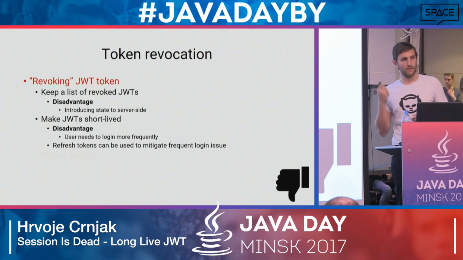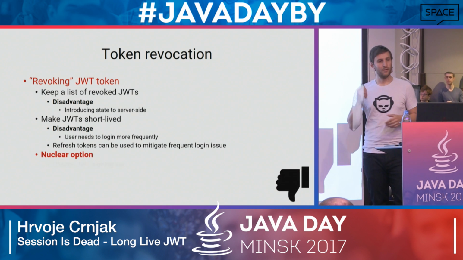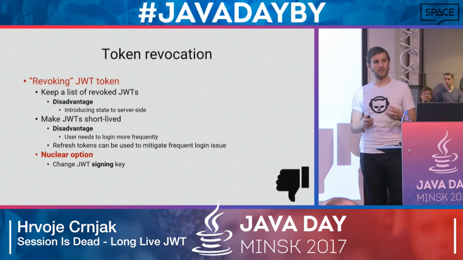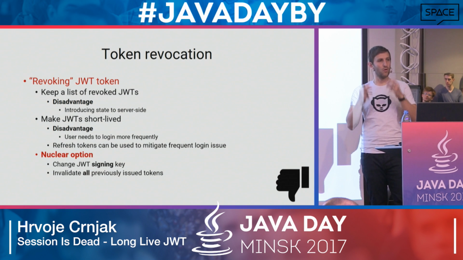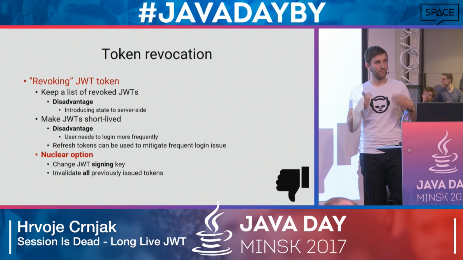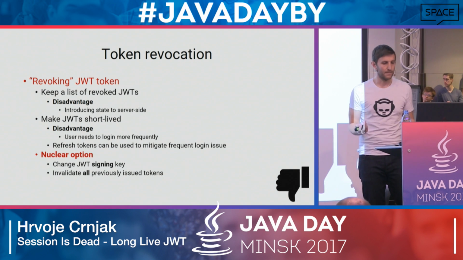And then finally we have the nuclear option, and we invoke this option by changing the JWT signing key. This will in turn invalidate all our previously issued tokens, so none of them would be valid anymore. Why? Because they were signed with an old key, so they are no longer valid.